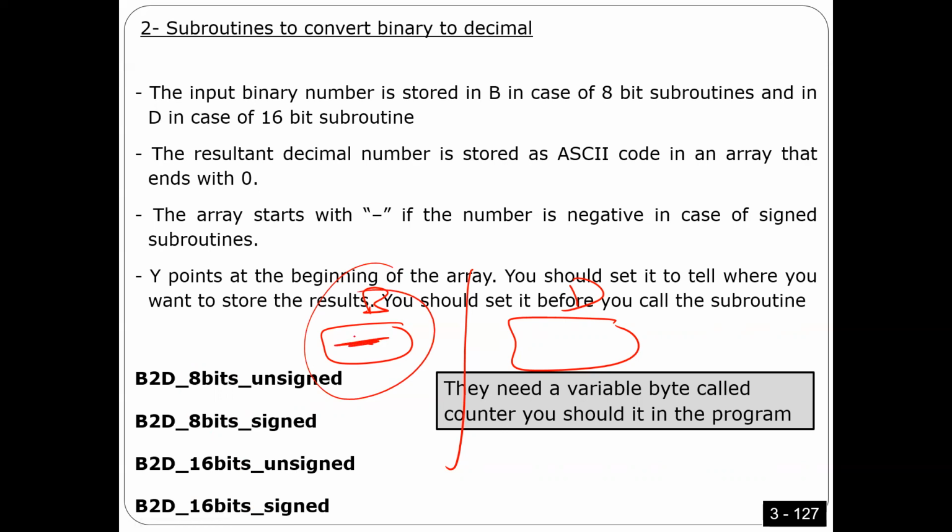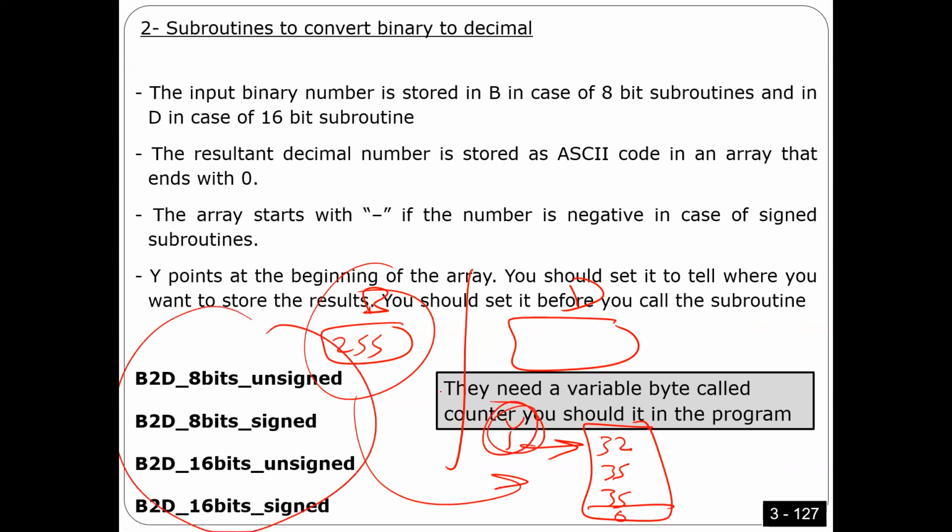So once you have a number, for example 255, after you call these functions, you are going to have an array. This array should have 32, 35, 35, and then 0 at the end. That's why before you call this function, you have to give me the beginning address where I have to store these. Okay, guys.